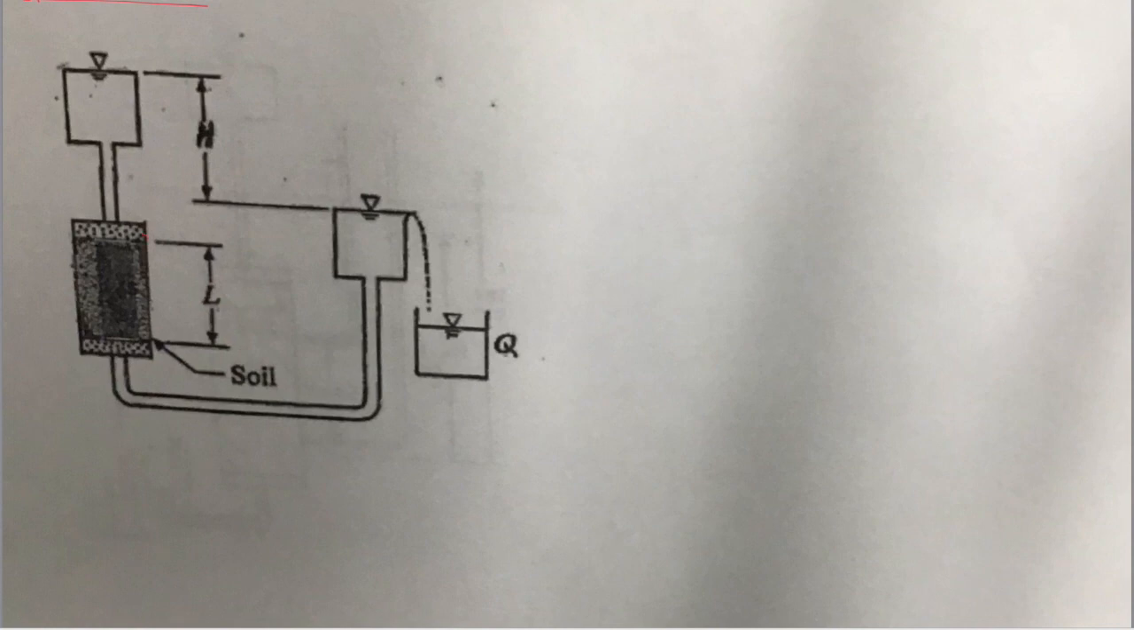So we started with a cylindrical soil sample of length L, and then we created two water reservoirs, one upstream and one downstream, that created a head difference H. The overflow of water we collected as a volume of water, capital Q, over time T. So the flow rate, in this case small q, comes out to be capital Q, the volume of water, over the time T over which it was collected.